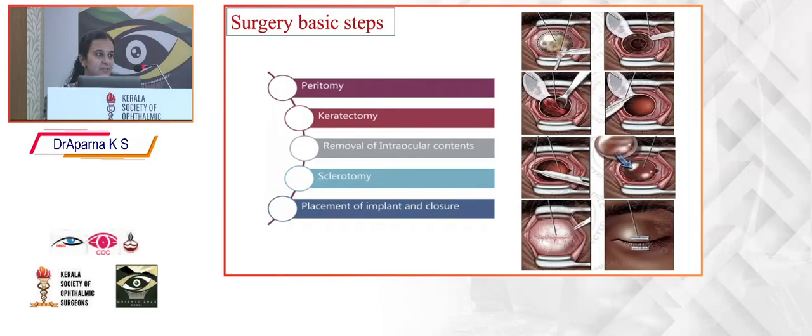About the basic steps of evisceration, the first one is a peritomy, that is, we have to perform a 360-degree peritomy and a 360-degree keratectomy to remove the corneal button, then scoop out all the intraocular contents. The next step is a sclerotomy that I will be discussing later. Then placing the implant and closing in layers.